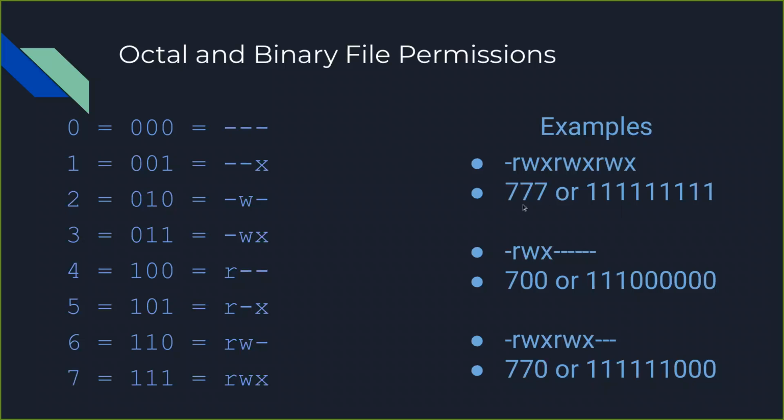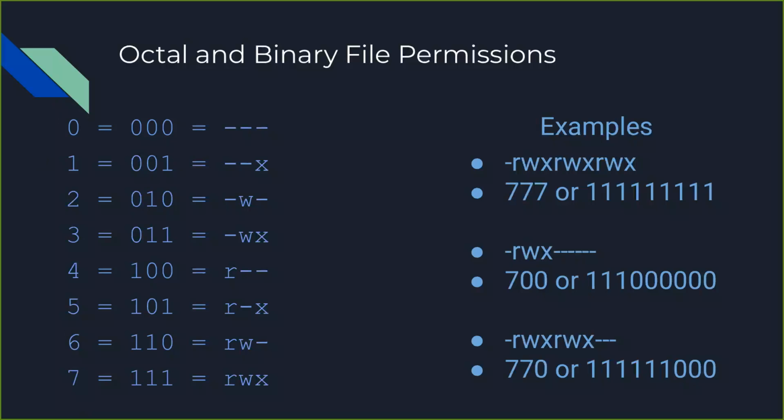777 is very rare because you need to be really careful with that. You need to be very sure that you want everybody to actually be able to look at that file. 750 tends to be more common because what that means is, as the owner, I'm allowed to read, write, and execute this file, but the group is allowed to read and execute, but not write to the file, and then no one else is allowed to touch it.